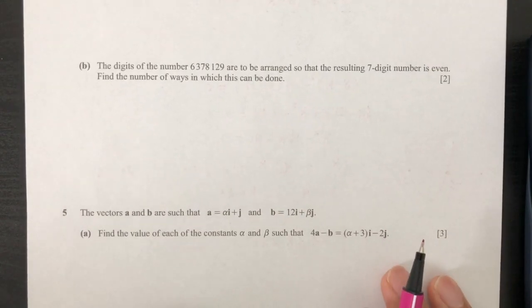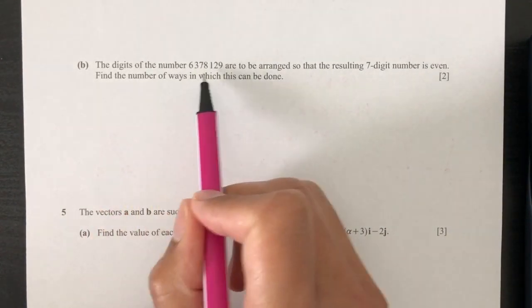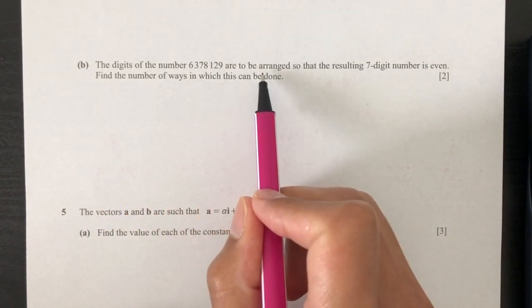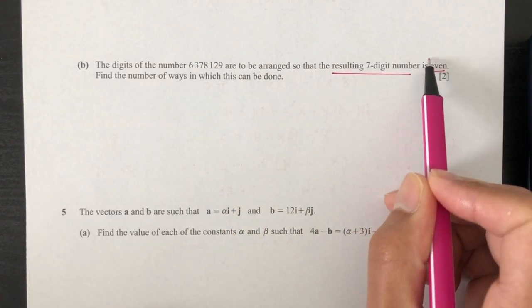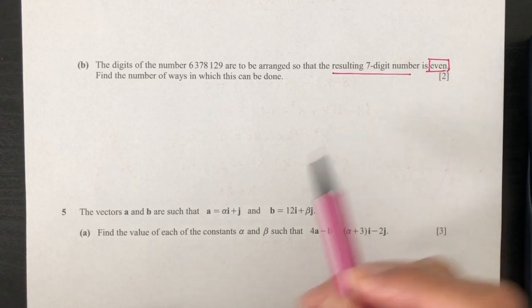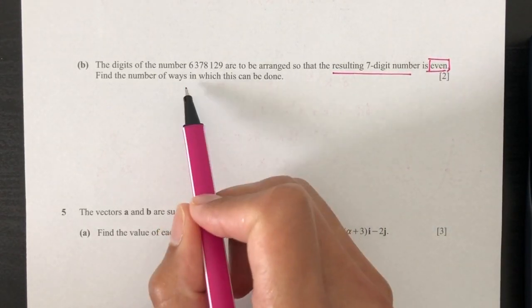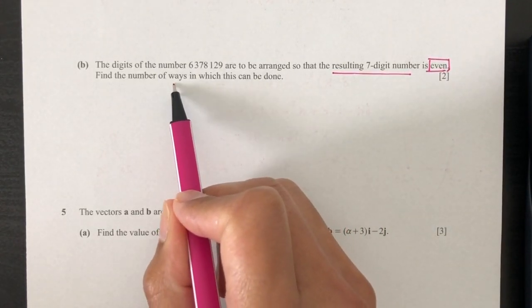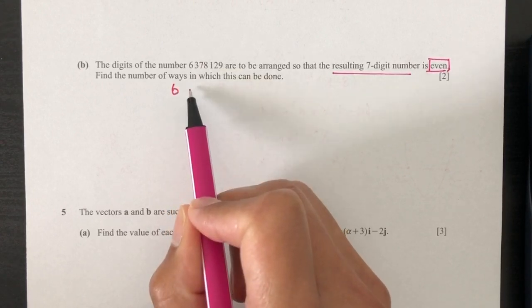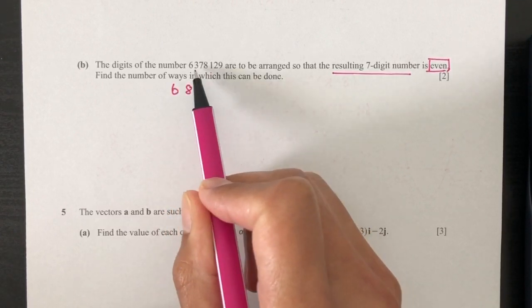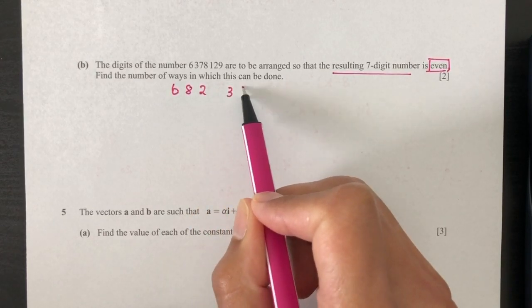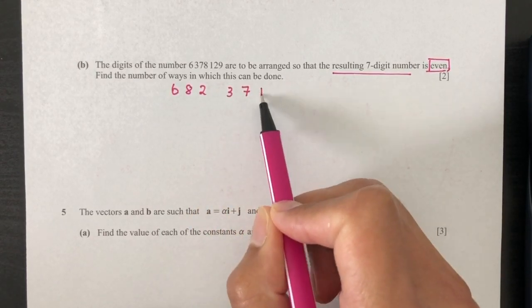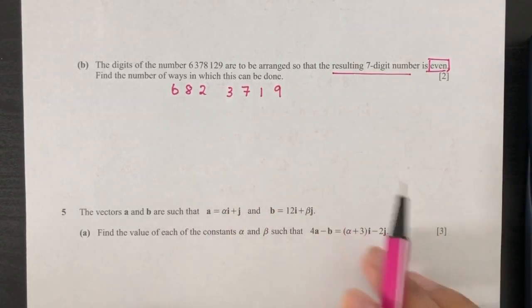Now for part B, it says the digits of the number are to be arranged so that the resulting number is even. That is your main point. It needs to be even. So now let's find which numbers are even. We have 6 is even, 8 is even, 2 is even, and the rest, 3, 7, 1, 9, are odd.